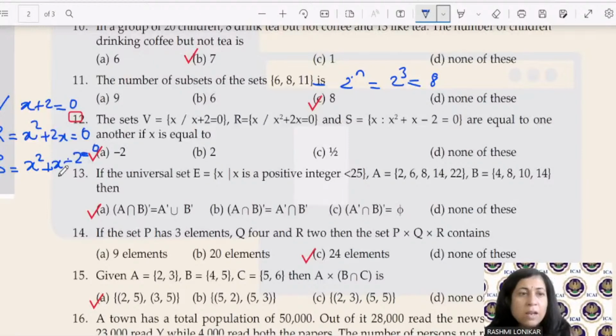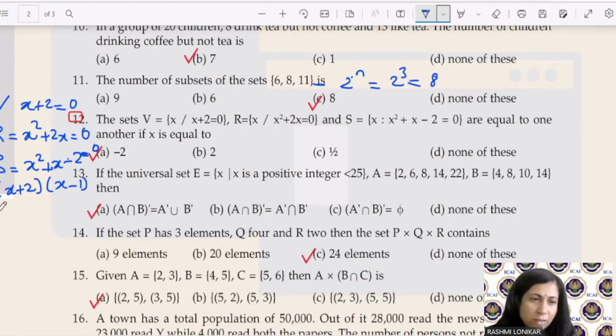Okay, now I solve this quadratic. x square plus x minus 2 is equal to 0. So what will I get? (x plus 2)(x minus 1) is equal to 0. You know how to solve the quadratic. So what can be the value of x? x can be minus 2 or x can be plus 1.